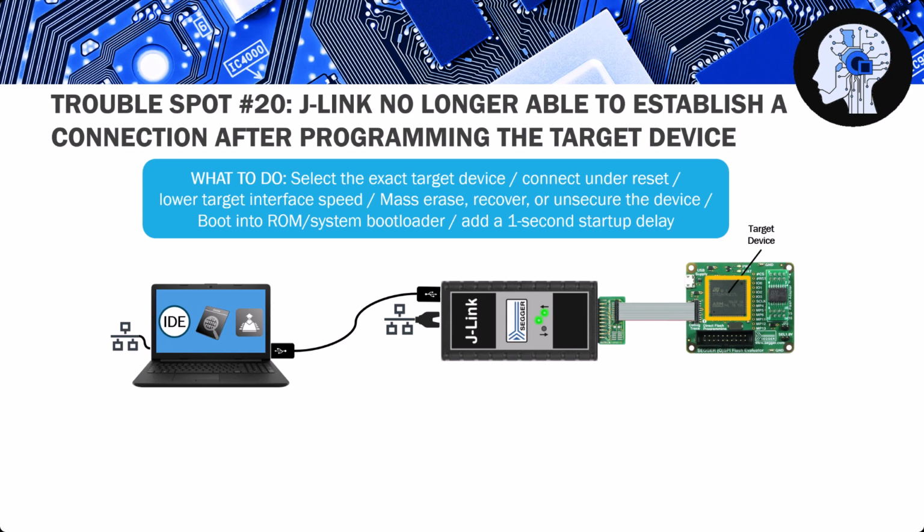To prevent the situation from happening again, try adding a 1-second startup delay before the application code runs during development. This allows the J-Link to reset and halt the MCU before the problematic application code disables the debug connection.